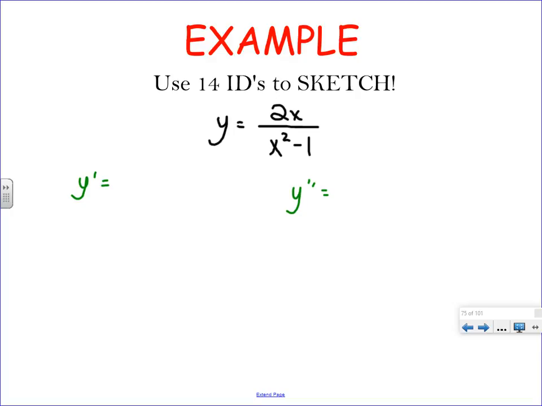Y prime. I got it to be -2, this is after some simplifying and fractions, -2 x squared plus 1 all over x squared minus 1 squared.